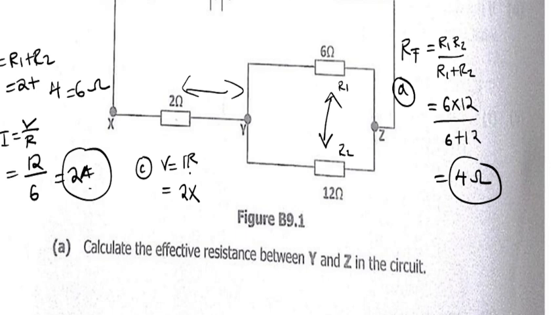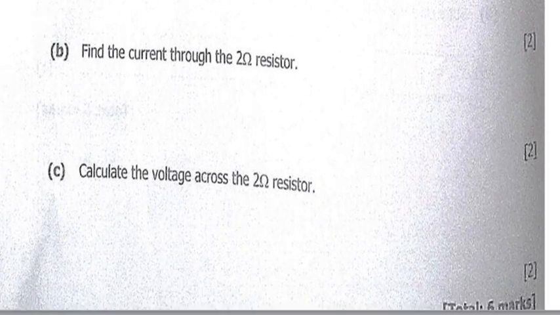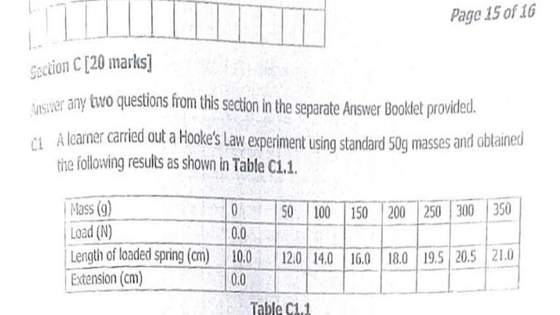Then the resistors, they've given us 2 ohms. So 2 multiplied by 2, we have 4 volts. So 4 volts, that is the answer that we have found for this one. So that one has been dealt with. Now proceed to another question. We are done with section B. We now go to section C.